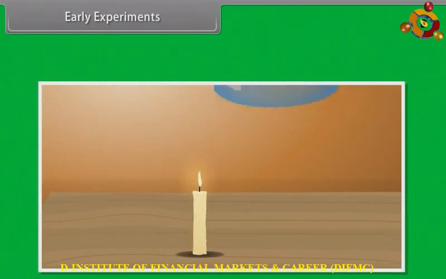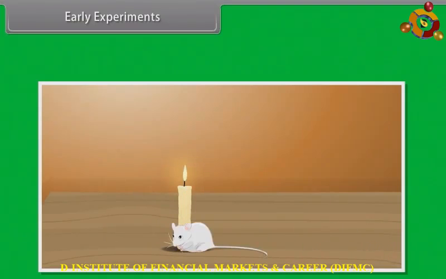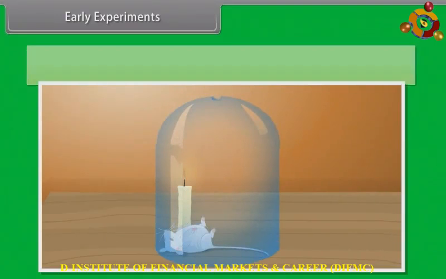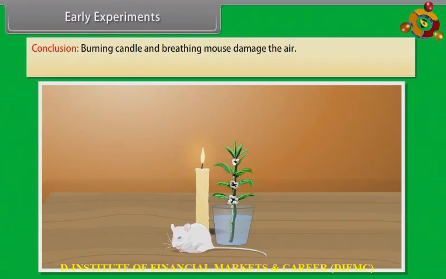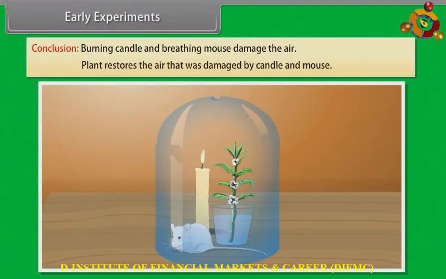Early experiments. Priestley's experiment. First he placed a candle in a closed jar and it got extinguished. After that, he placed a mouse in the bell jar and the mouse also got suffocated. He concluded that a burning candle and a breathing mouse damage the air. Now he placed a mint plant in the closed jar and it was observed that both the mouse and the candle survived very well. He concluded that plants restore the air that was damaged by the candle and the mouse.